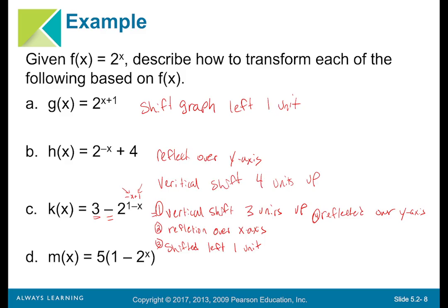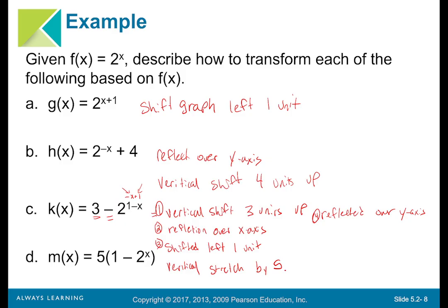All right, let's move on to the last one. We have a lot of the same ideas, but now we have that 5 out in the very front. When that 5 is out in the very front, not up with the x, that tells me it's a vertical stretch by 5. We know it's vertical because it's out in the very front, and it's a stretch because vertical increases with a number greater than 1, and it would have shrunk if that 5 were something less than 1. So this is a vertical stretch by 5.